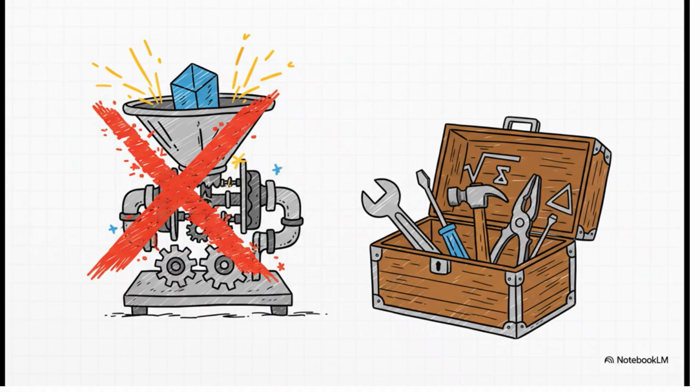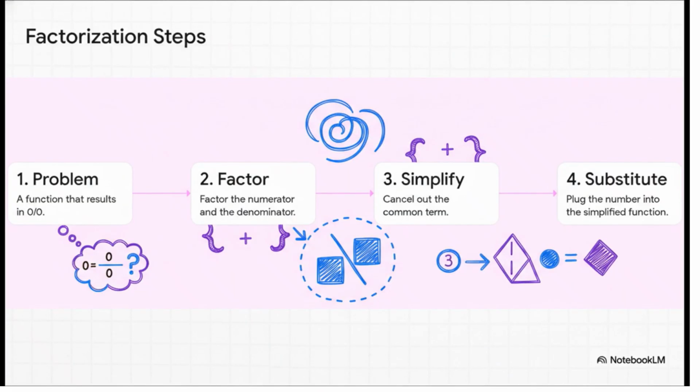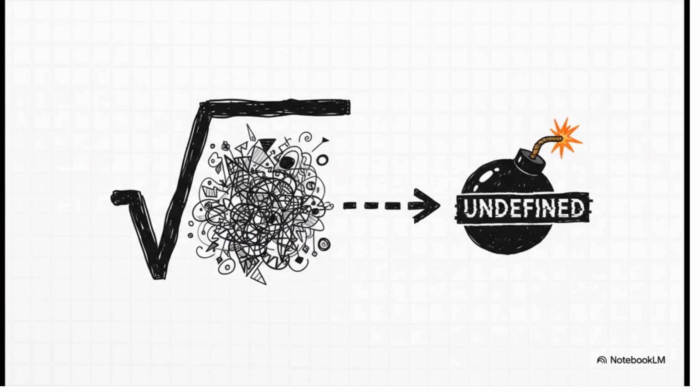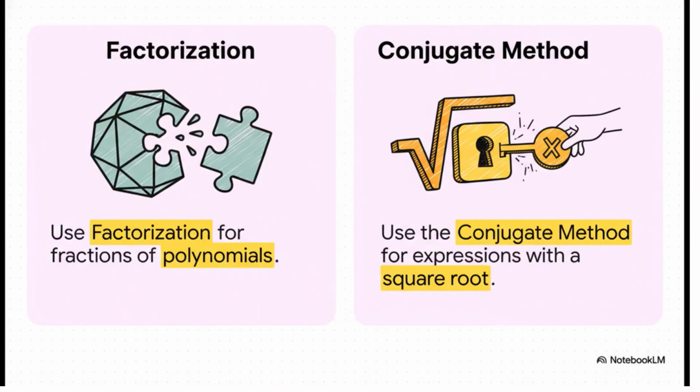When direct substitution fails, we bring in the algebraic tools to simplify the problem first. Our first tool, factorization. This is perfect for those messy fractions with polynomials. The process is awesome. You factor, cancel out the term that's causing the zeros, and then substitute. All right, but what if you see a square root? That's a job for our second tool, the conjugate method. You multiply the top and bottom by the conjugate, which often clears up that problem term. Magic! So how do you pick? If it's a fraction of polynomials, you factor. If there's a square root, conjugate.